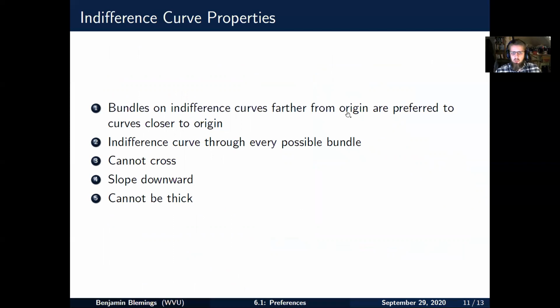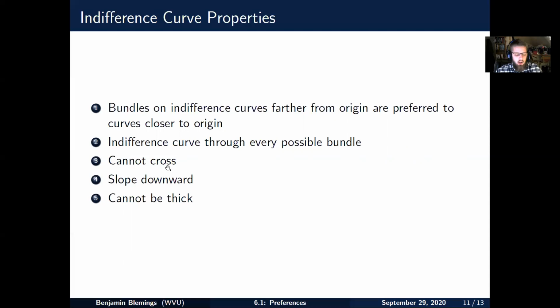And these curves have these properties, and I've shown you these. Bundles on indifference curves farther from the origin are preferred to curves closer to the origin. That's UH is better than UL. There is an indifference curve through every possible bundle. Indifference curves cannot cross, and the homework asks you to think closely about why that is. The indifference curves all slope downwards.